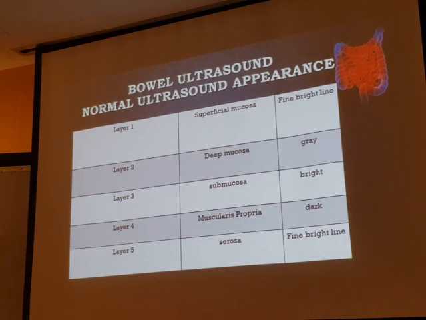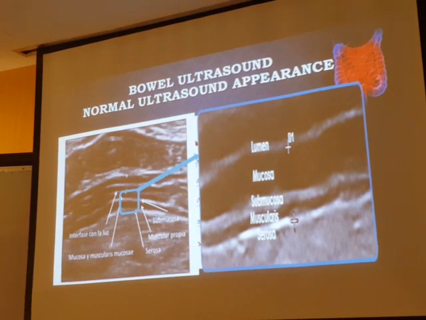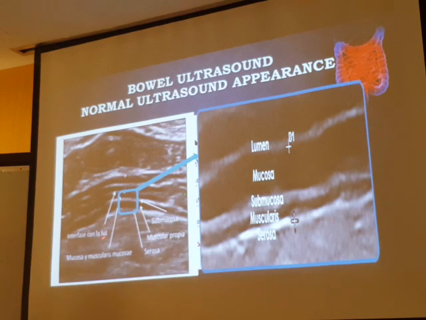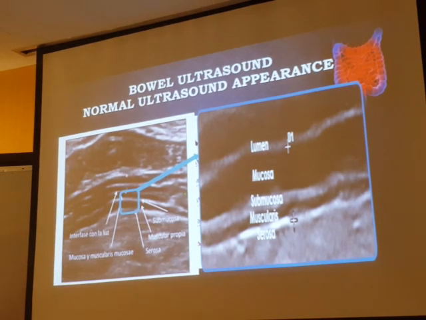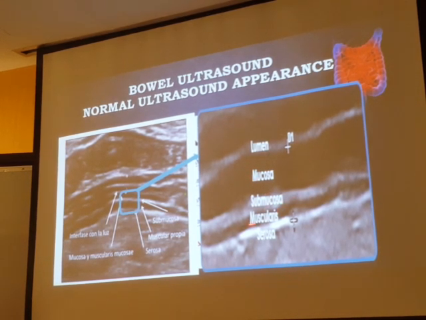So it will start from a bright line, ending with what? A bright line, to collect all the 5 layers. So when we have to measure the thickness, you have to measure from fine bright line to fine bright line. Do not measure the whole diameter of the loop. This will give you wrong information. If we zoom into this one, you can see these 5 layers: mucosa, deep mucosa, submucosa, muscularis, and serosa, from bright line to bright line. These 5 layers it should be.